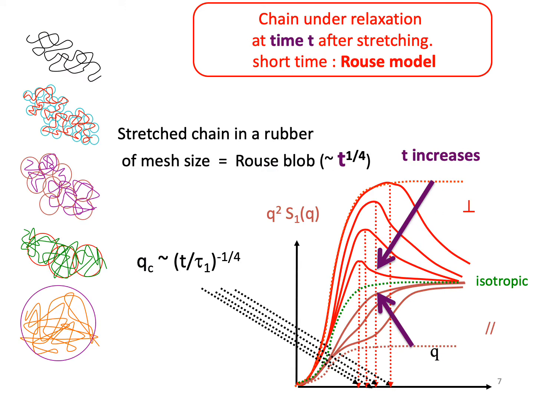So now, for those who know about polymer dynamics, going into more detail, we can follow the relaxation after stretching. We can use the Rouse model at short time, and in this case the melt is equivalent to a rubber of mesh size equal to the Rouse blob, which varies as T to the power 1/4. As a consequence, we have the same curves as shown before, with a crossover QC which varies as T to the power minus 1/4.